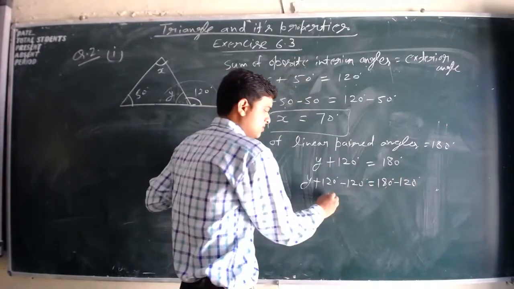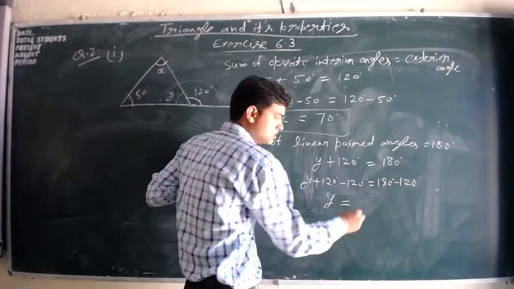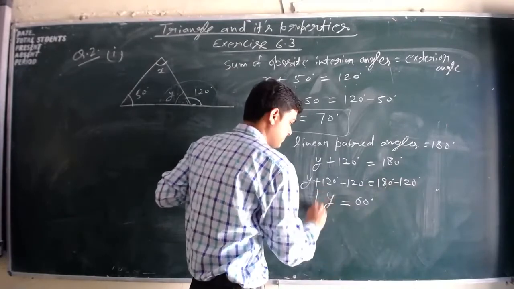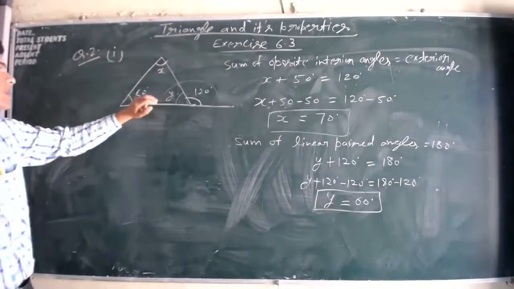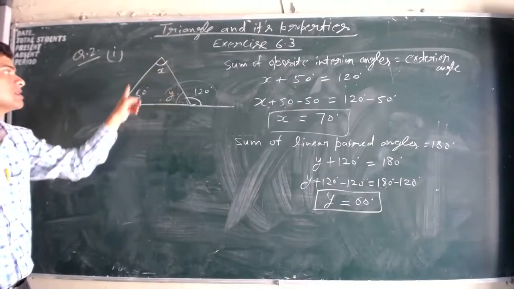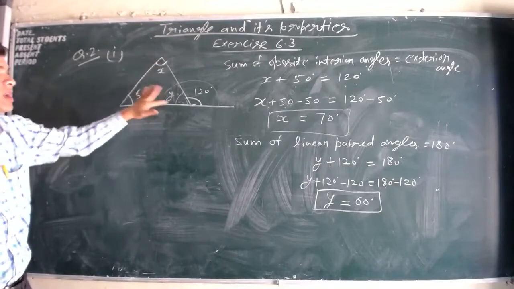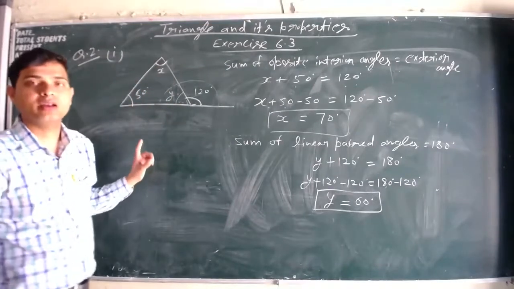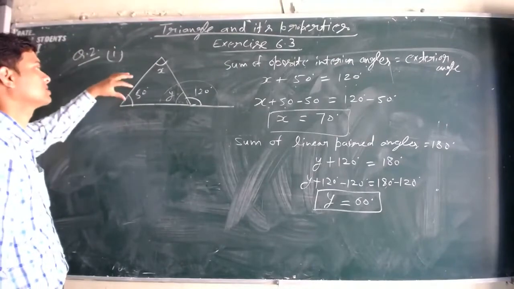120 minus 120 is equals to 0. Only y. 180 minus 120 is equals to 60. That's the answer of y. Okay. We can calculate y value by the another method. That is the sum of these three angles. You know that sum of the interior angles of a triangle is a 180 degree. उससे भी हम इसको solve कर सकते हैं.